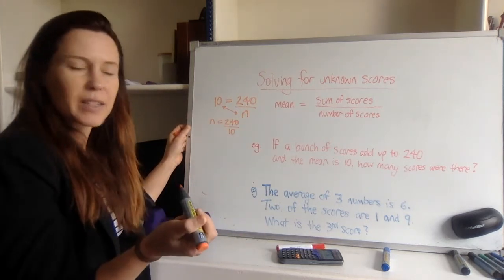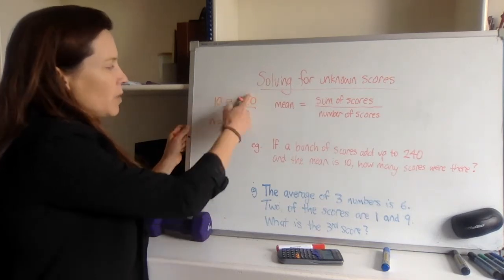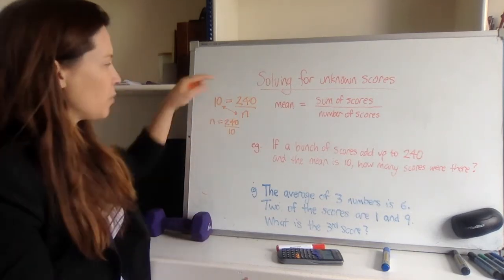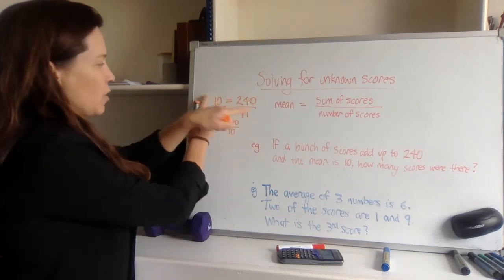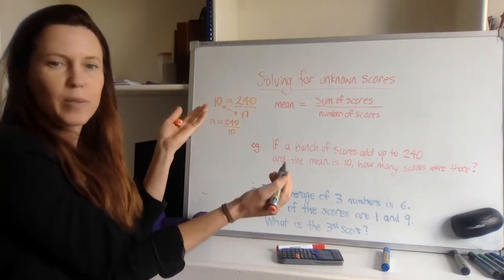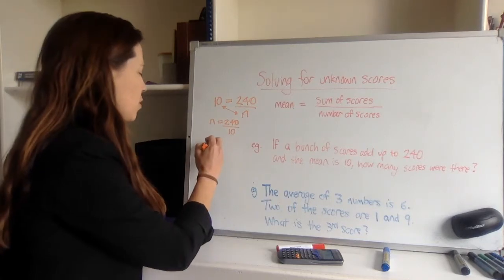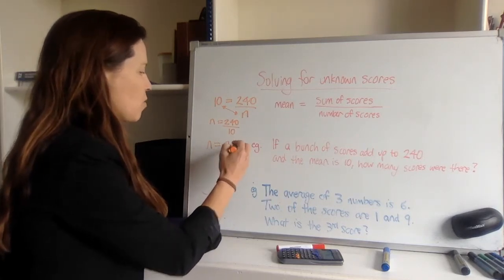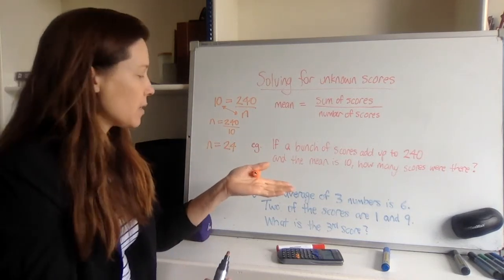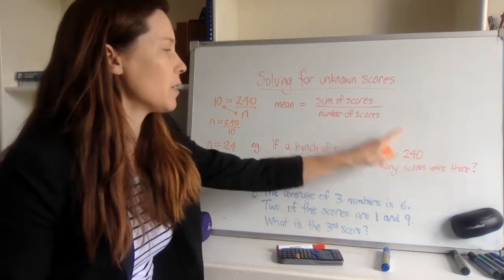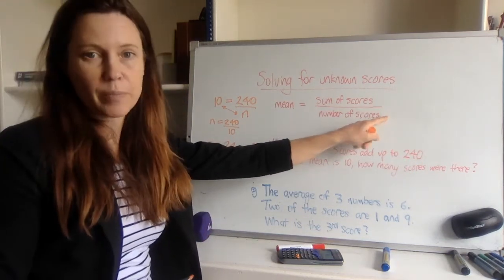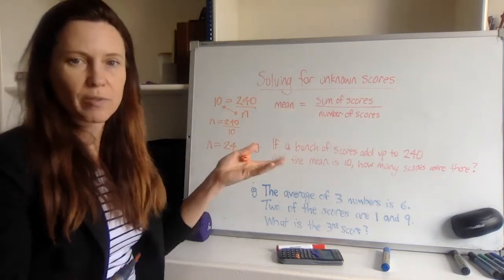And that makes sense because if two numbers are multiplied together to make a bigger number, then when you divide the big number by one of its factors, you get the other. And it doesn't matter which factor you divide by, you'll always get the other one. So the number of scores must have been 24. Now check and see if that makes sense. If you had 24 scores, you'd be doing 240 divided by 24, and that would give you 10. So sure enough, it works out.